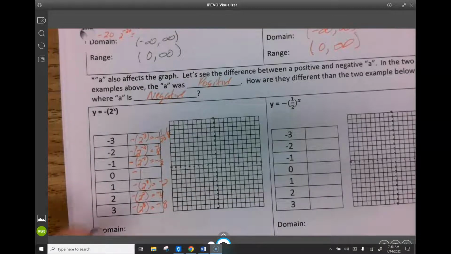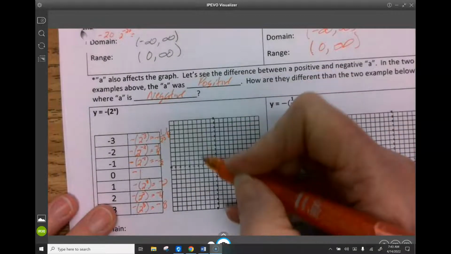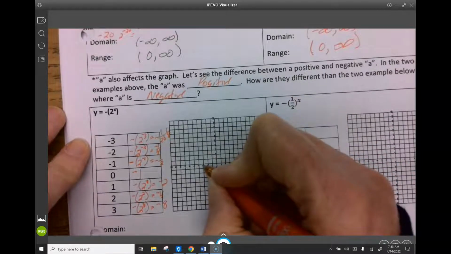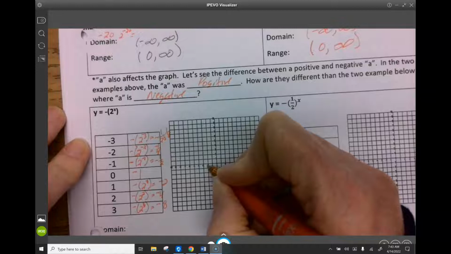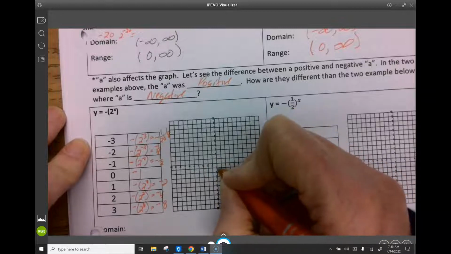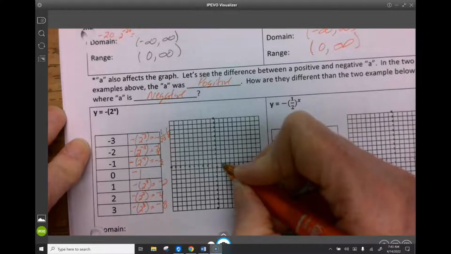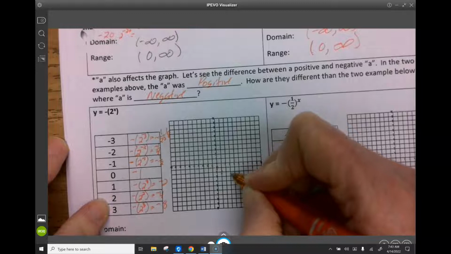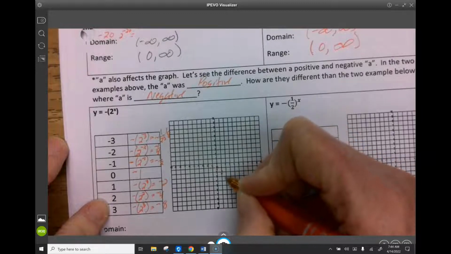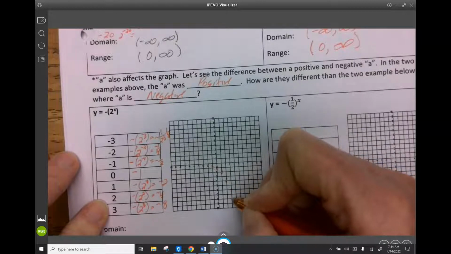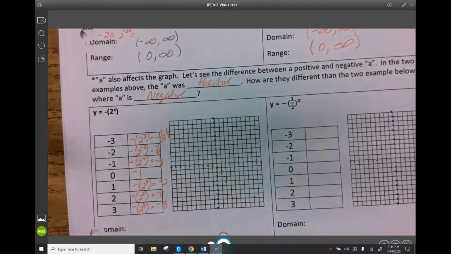Okay, and when we plot this, look what happens. Negative 3 goes to 1/8, and then 1/4, and then 1/2, and then negative 1, and it's 1, it's negative 2. So I want you to compare, and then when it's 2, it's negative 4, and 3 is negative 8. Okay?